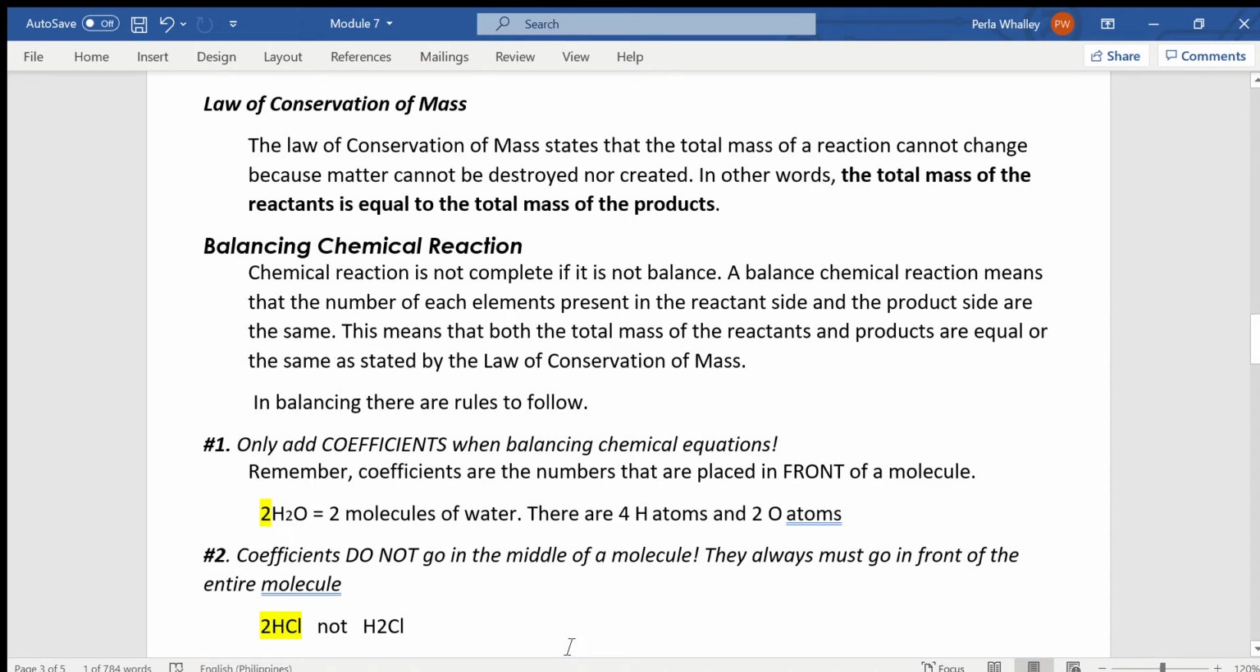Number 2, coefficients do not go in the middle of a molecule. They always must go in front of the entire molecule. It's 2HCl, not H2Cl.